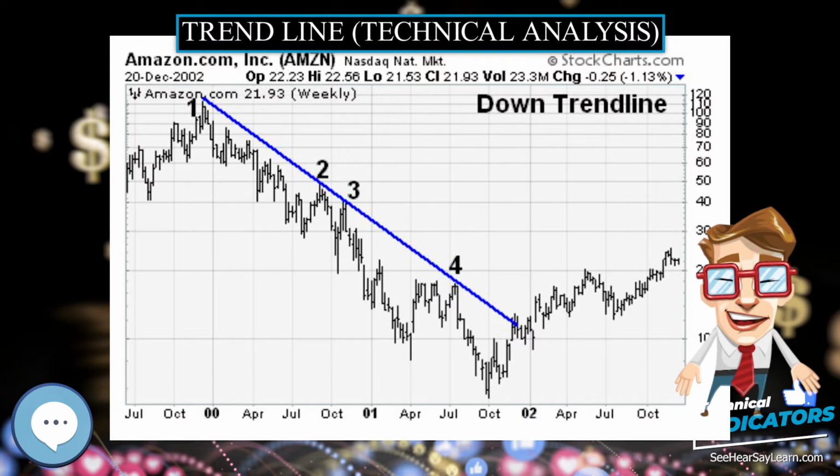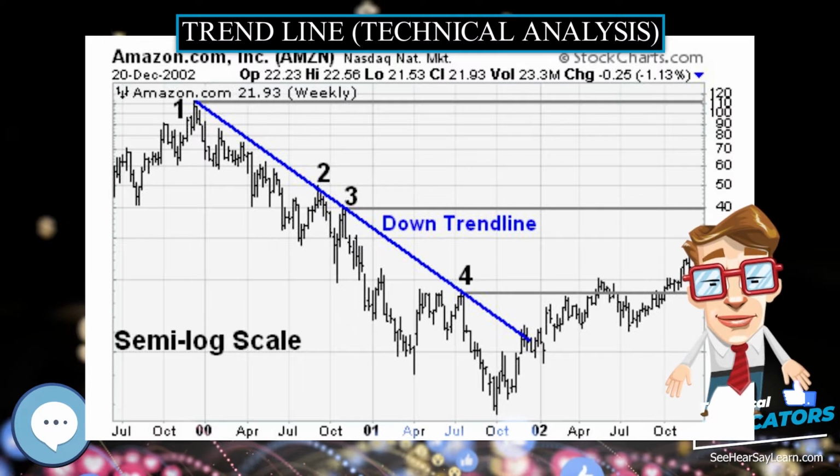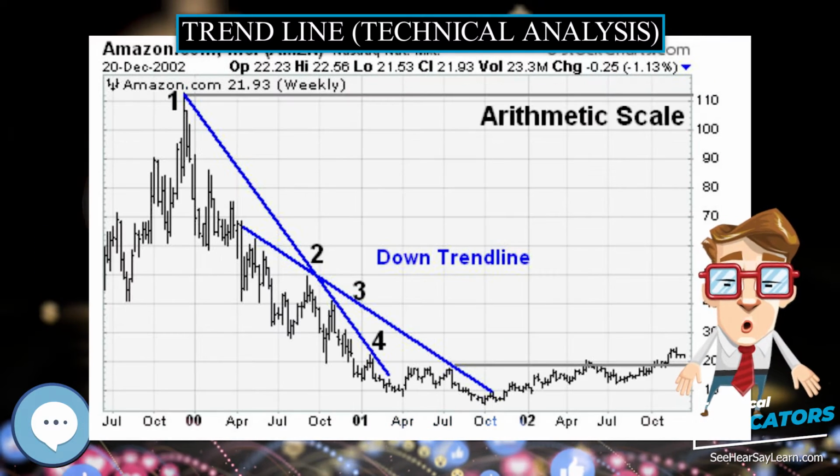Trend lines are commonly used to decide entry and exit timing when trading securities. They can also be referred to as a Dutch line, as the concept was first used in Holland.